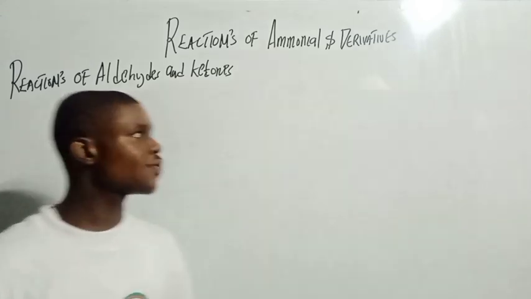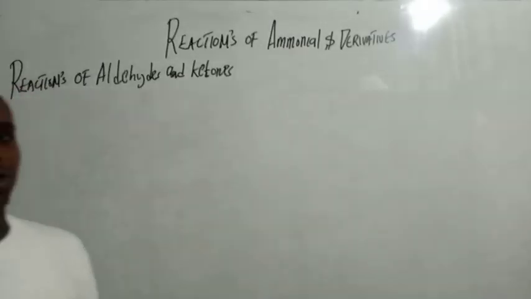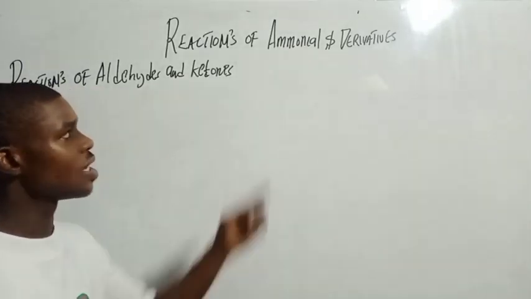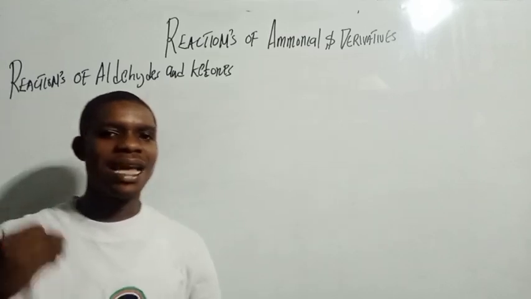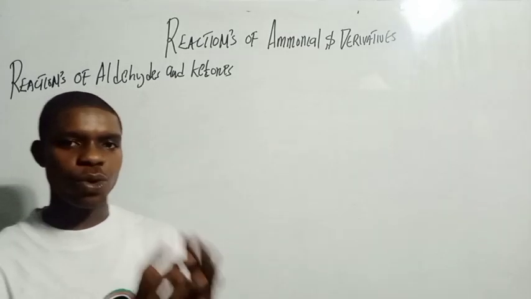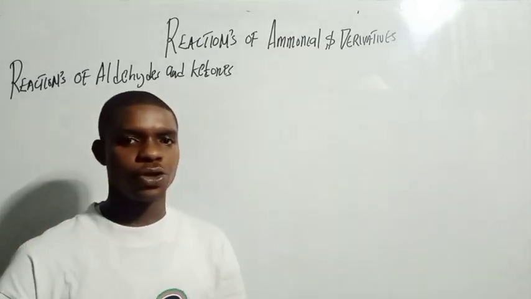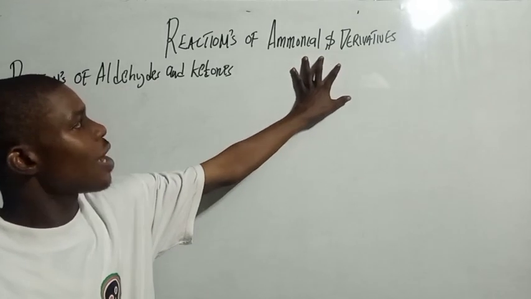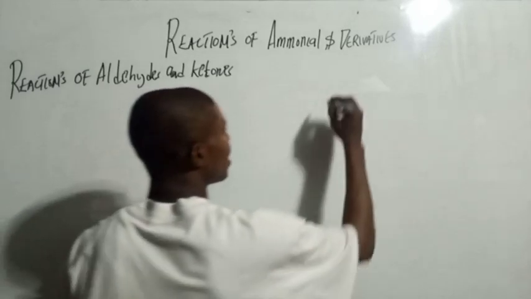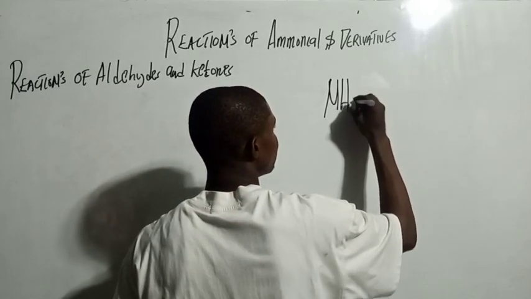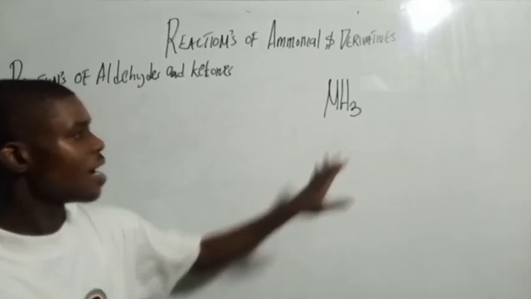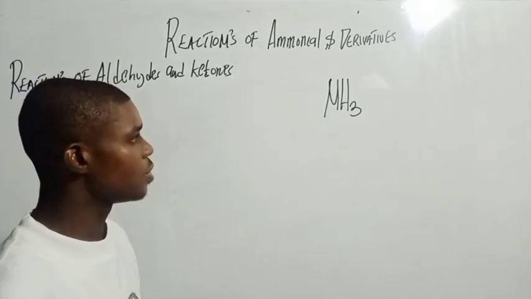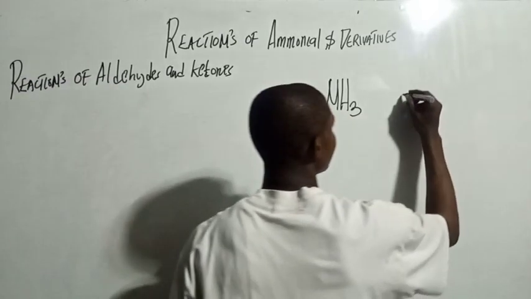But here, let's focus on addition reactions of aldehyde and ketone when you're adding ammonia and the ammonia derivatives. There are various derivatives. What are the products? So now let's look at the ammonia here. Here we have ammonia, NH3. Do you see that? Ammonia, which is like this.